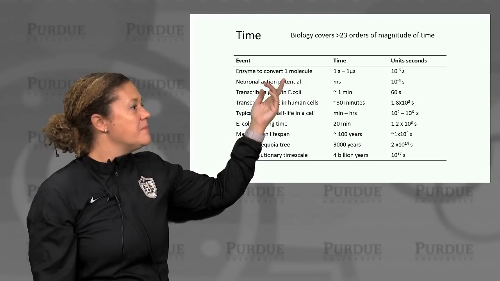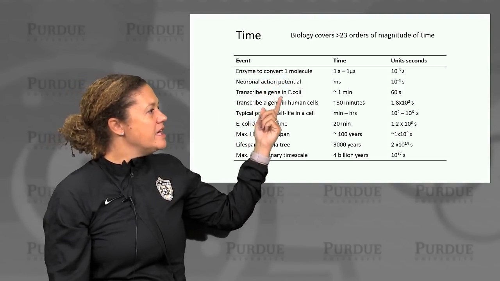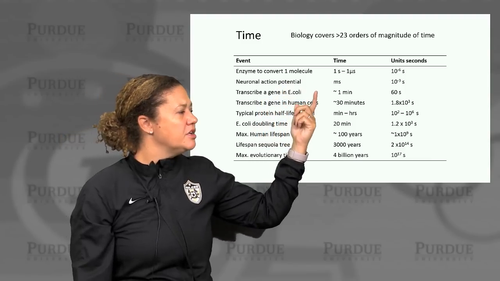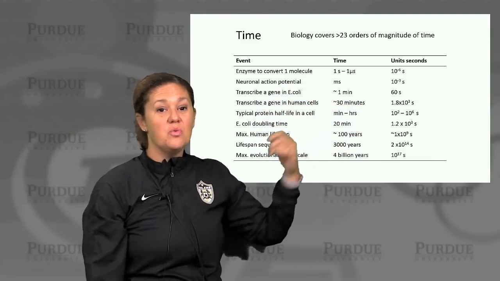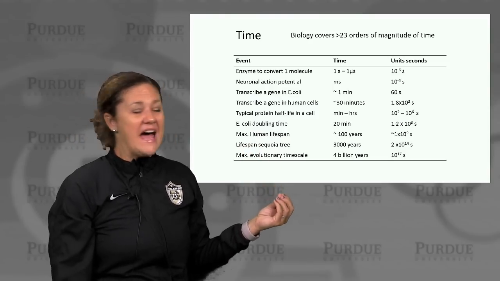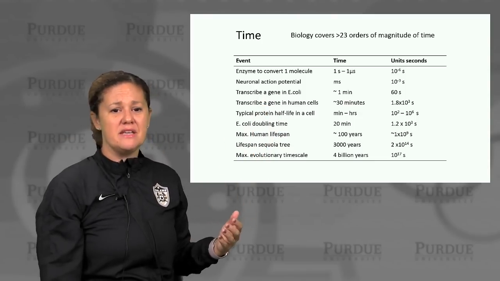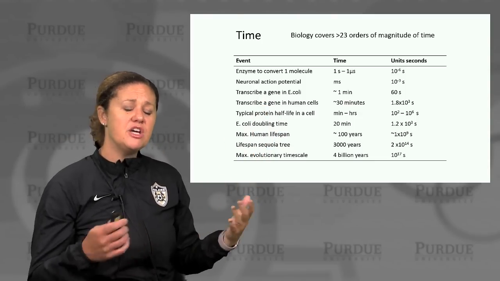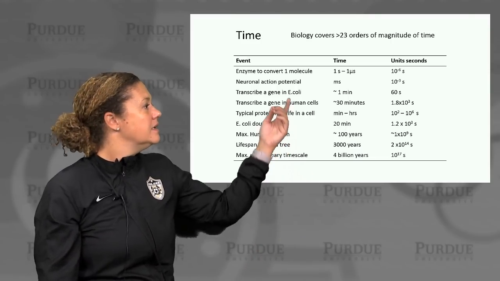Thinking from the shorter end of the time scale, the time for an enzyme to convert 1 molecule is in a range of about 1 microsecond to 1 second, right? So these are very fast events, depending on the particular enzyme itself. There's a range there, depending on the catalytic rate. Some enzymes are slower, some enzymes are very fast.